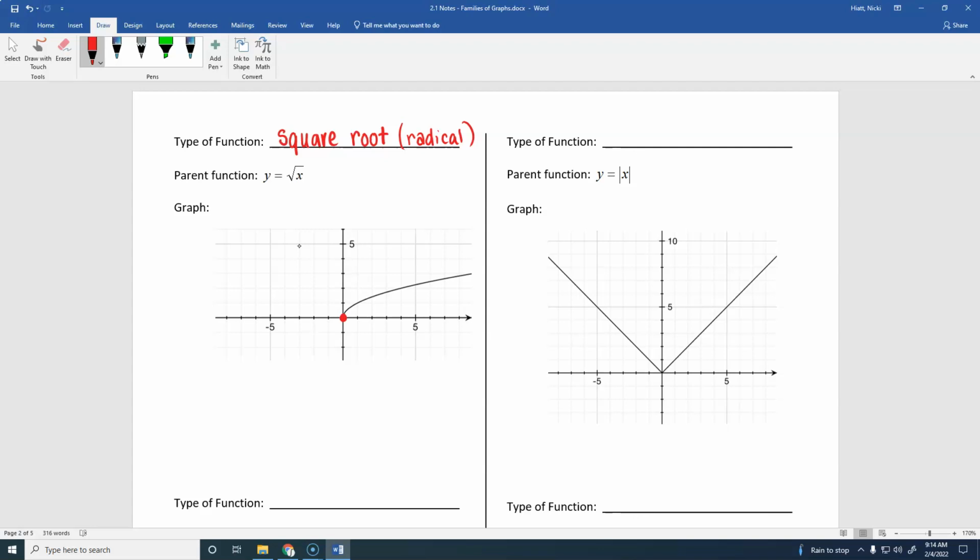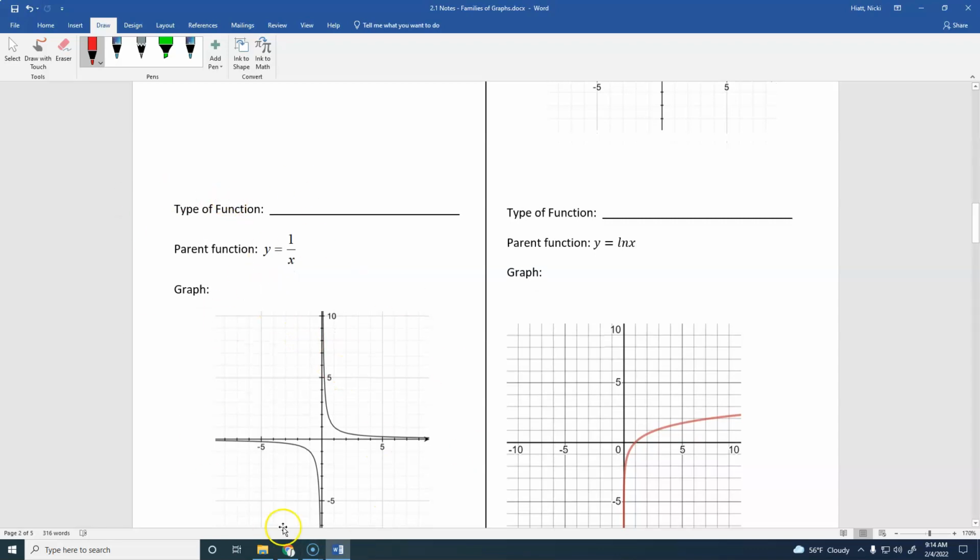We don't have any values below that because anything below that, like -1, -2, -3, if we try to take the square root of those numbers, we can't take the square root of a negative. So we would have our graph that looks like this here. What's this V shape called? Absolute value. And of course we've got that V shape there. Parent function is just y equals absolute value of x.